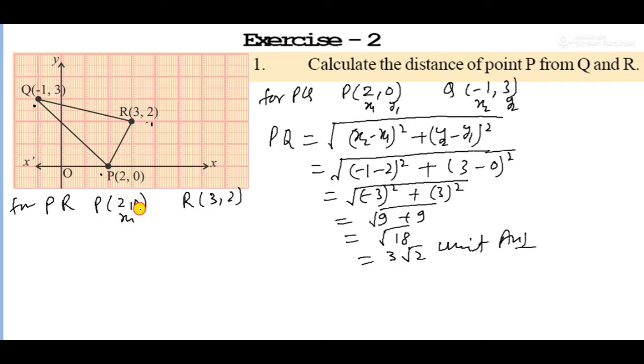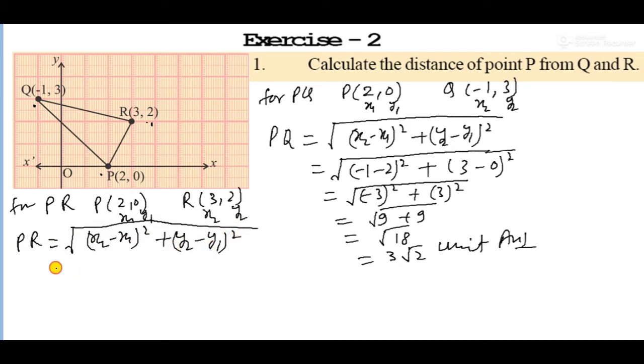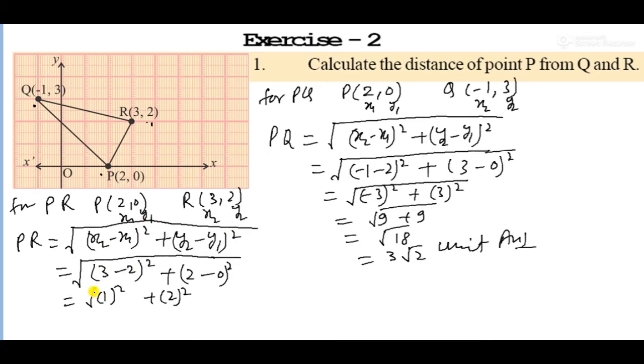So what will happen in this? So you can put the value. X2 is minus 1, and x1 is 2, so it is whole square, plus y2 is 3, and minus y1 is 0, so you can write 0 whole square. So it is minus 3 whole square and plus 3 whole square. So 3 3 is 9, and here 3 3 is 9. So it becomes under root of 18. So you can write it is 3 under root 2 unit. So the first answer is here.